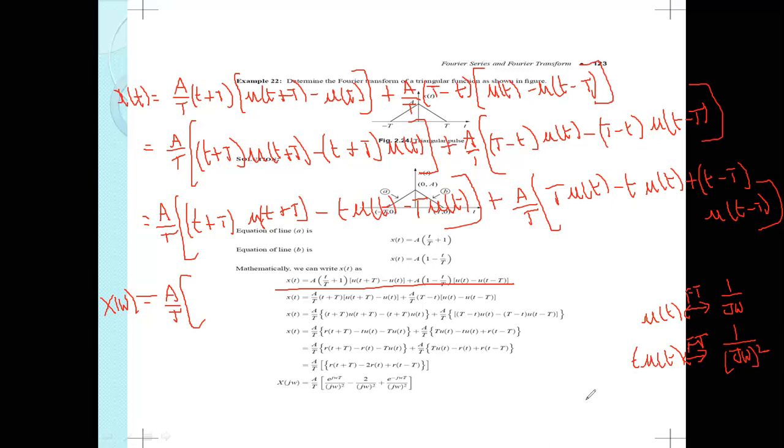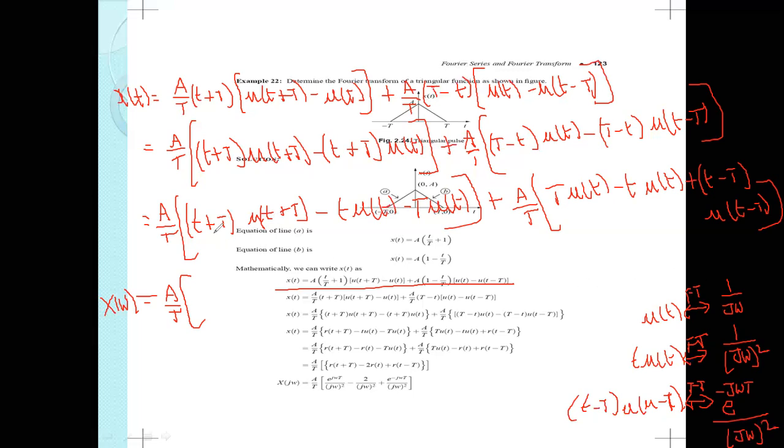Now, if it is a shifted version, t minus capital T or plus capital T, whatever it is, u(t minus capital T). So what is the Fourier transformation here? The shifted function. According to the time shift property, it is e power minus j omega capital T times the original transform, 1 by j omega whole square. Okay, using these formulas, apply here.